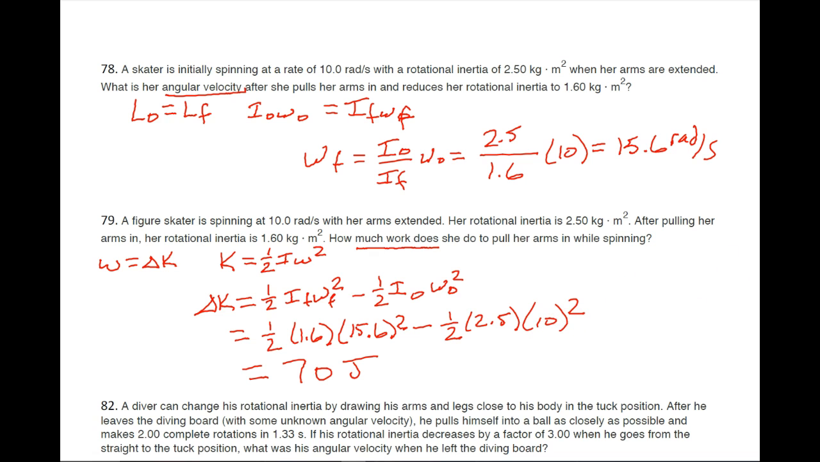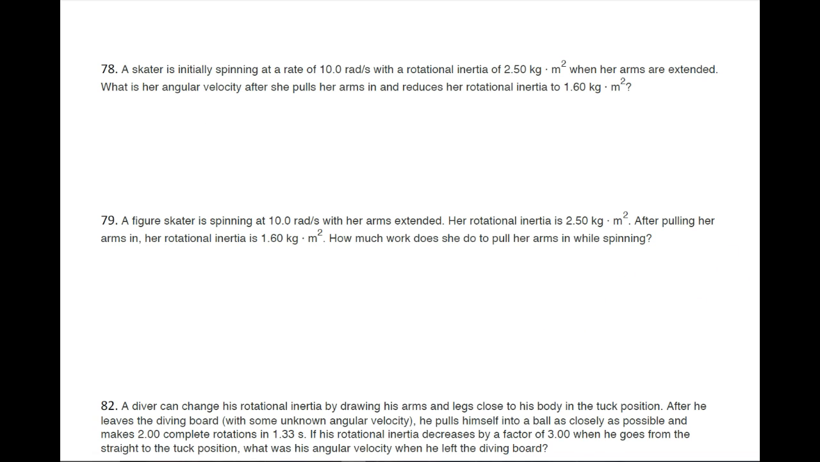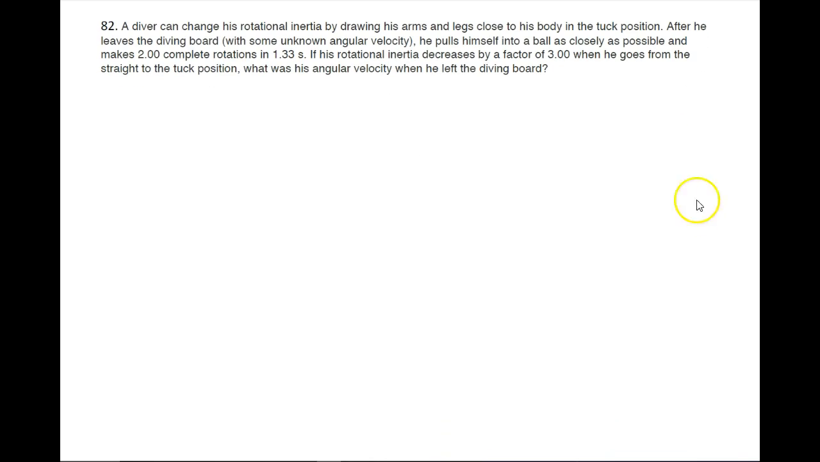For number 82, which is the next problem, we have a diver who can change his rotational inertia by drawing his arms and legs closer to his body. When he leaves the diving board with some unknown angular velocity, he pulls himself into a ball as closely as possible and makes 2 complete rotations in 1.33 seconds. So 2 rotations, 1.33 seconds, there's a rate that we're going to need to use. If his rotational inertia decreases by a factor of 3 when he goes from the straight to the tuck position, what was his angular velocity when he left the diving board?